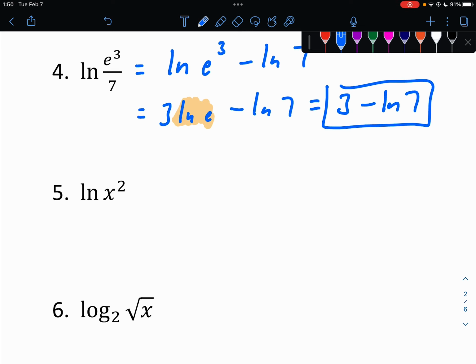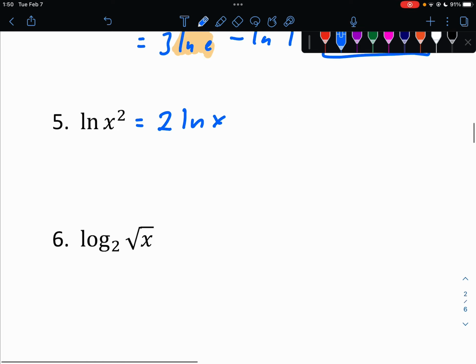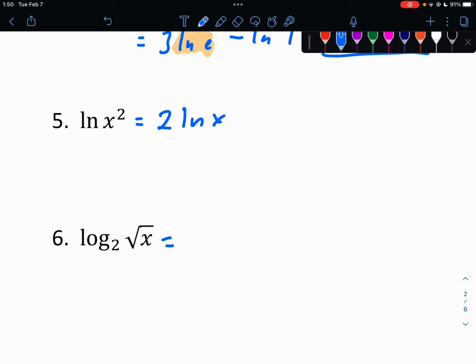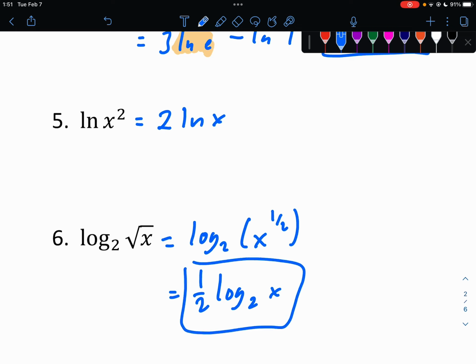Number 5, ln of x squared. The 2 can come down in front and multiply, so it's 2 ln x, and we don't know anything there we can simplify, so that's it. 6, this is a trick that's going to be used a lot in your future math classes. We need to rewrite the root as an exponent. Root x means x to the 1/2. And now I can bring the 1/2 in front, so it's 1/2 log base 2 of x, and that would be our most simplified answer.